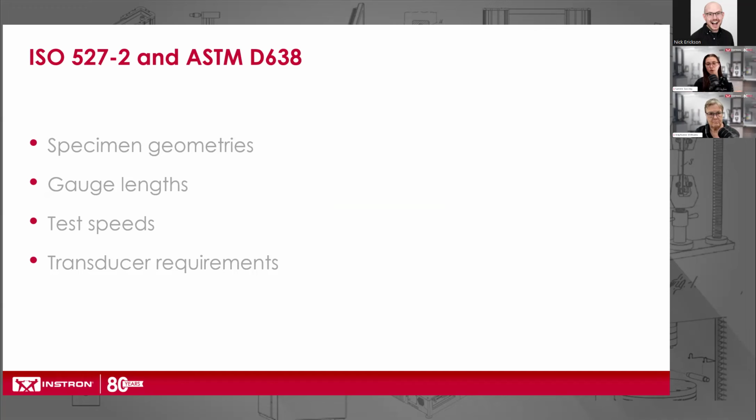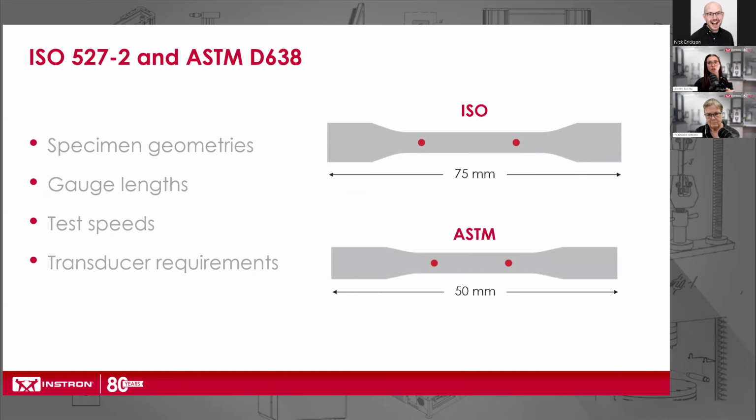ISO also has shorter tab lengths and is overall longer than the ASTM D638 dog bone. And then in this image here, you can see that the ISO and ASTM gauge lengths are going to be different. So the ISO gauge length is 75 millimeters between the marks, and then for ASTM, it's required to use a 50 millimeter gauge length. ISO also allows you to test with two different test speeds, whereas ASTM only allows you to use one. Overall, ISO has more strict requirements for transducers than ASTM.